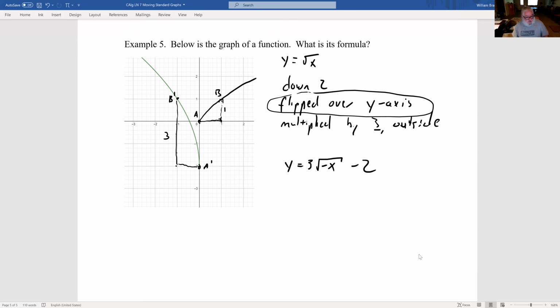So again, if you know where the special points are in these graphs, and if you look at the graph that you get after it, this green graph here, then you can figure out what the various transformations were that gave you the new graph.